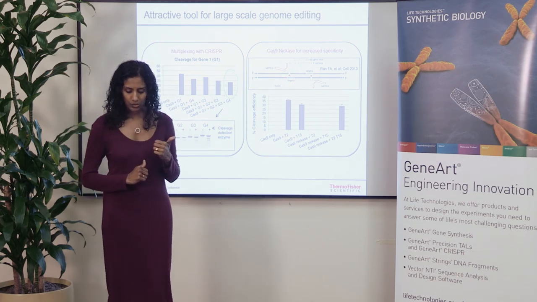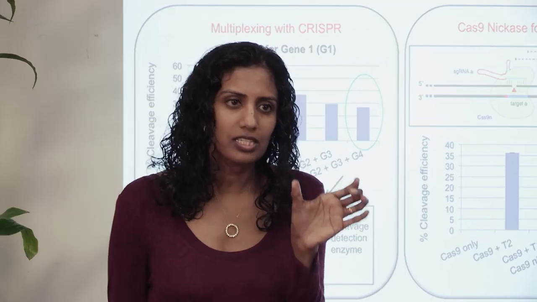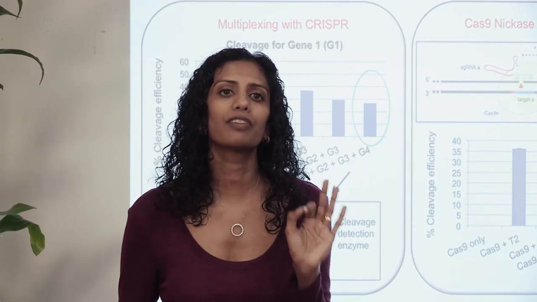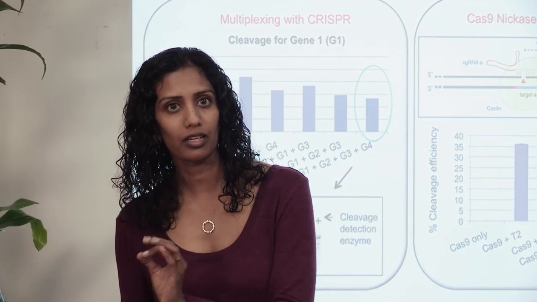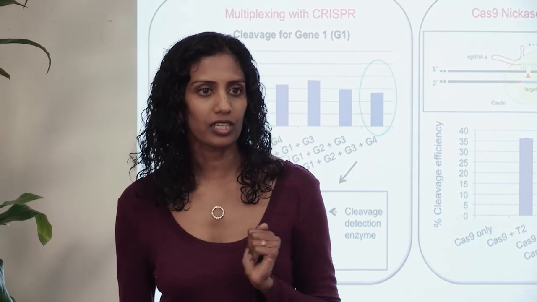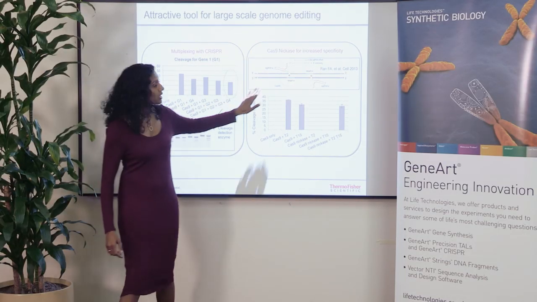Before I get into that result, one would wonder, if it's so simple with just a 17 base pair sequence, how specific is the system? Are there off-target effects? Can you find similar sequences elsewhere? So how would you mitigate this off-target effect? The way one can do this is through the Cas9 protein itself.